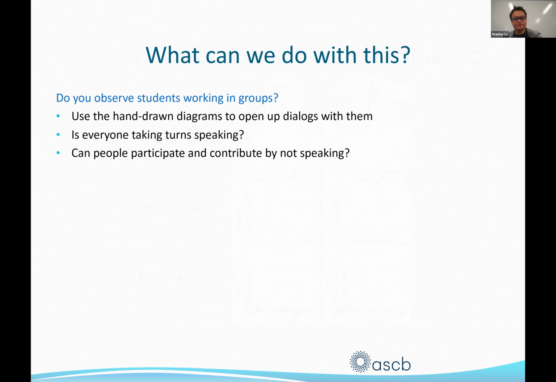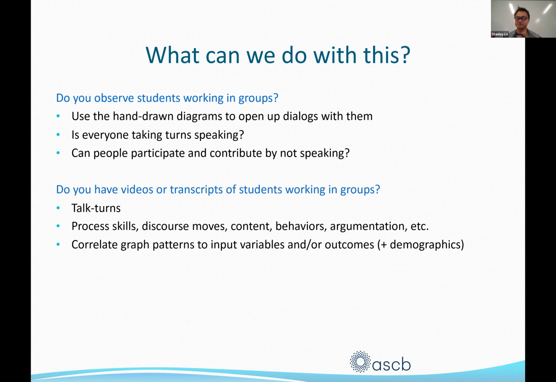So the big take-home message is, what can we do with this, right? If you're observing students in your classroom, even just using hand-drawn diagrams, you could potentially open up dialogues with them about how everyone is contributing or not. You can also talk about whether people can participate and contribute by not speaking, in other ways, right? Obviously, the methodology only captures people who are talking.